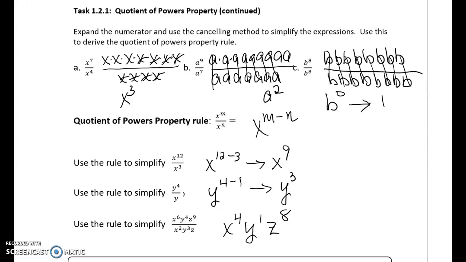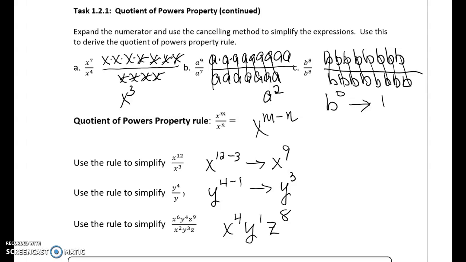All right, applying that quotient of powers property rule. When we are dividing exponential expressions with the same base, we're going to keep that base and we're going to subtract the exponents. Okay, so we do that for every one of these. Again, a reminder, if you see a variable without an exponent, the exponent is assumed to be 1.